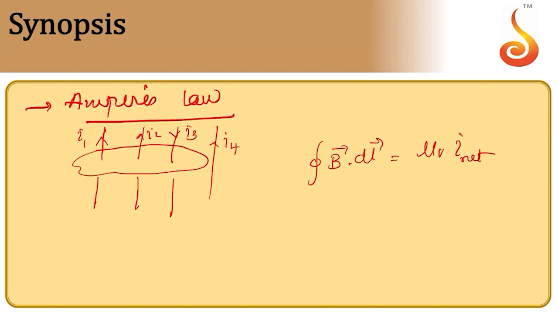So these are some basic ideas regarding the magnetic field due to current carrying conductors, the magnetic field due to current distributions of different geometries.